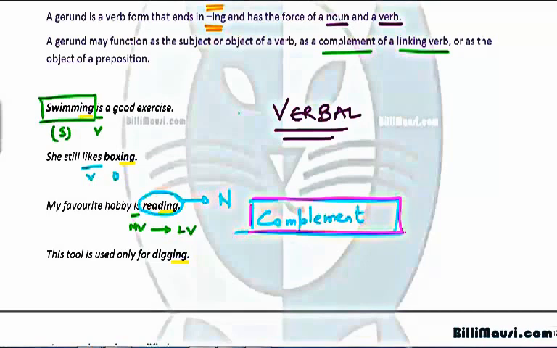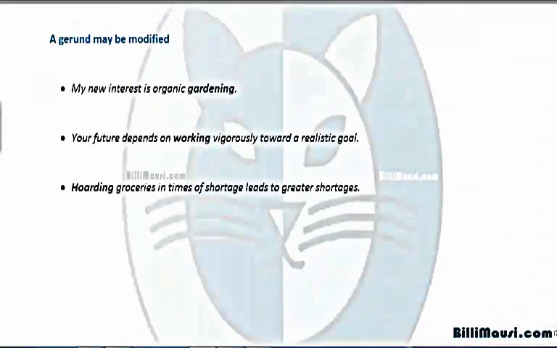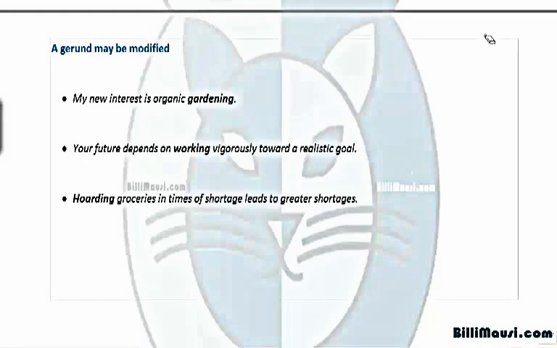Okay, let's move on to the next sentence. This tool is used only for digging. Here digging is the gerund, and it is acting as the object of the preposition for. We will see a couple of other examples where gerunds are also being modified by adjectives. A gerund may be modified.